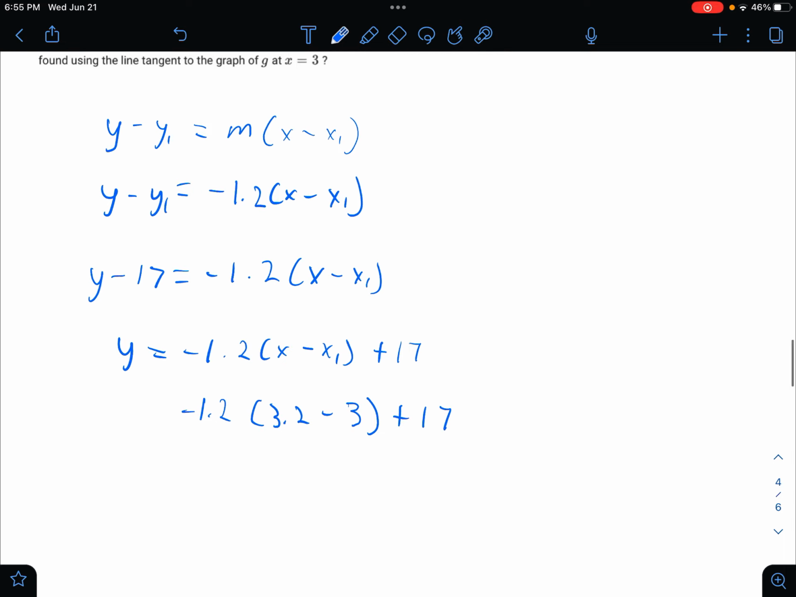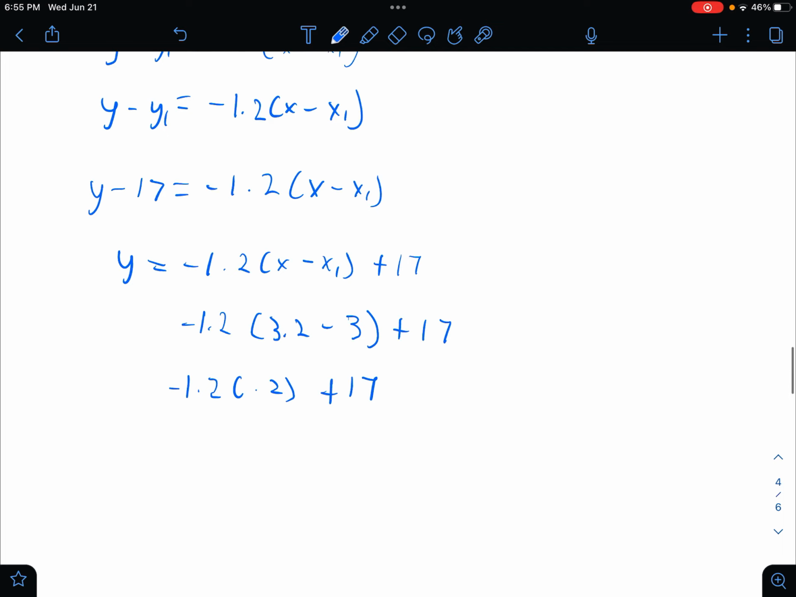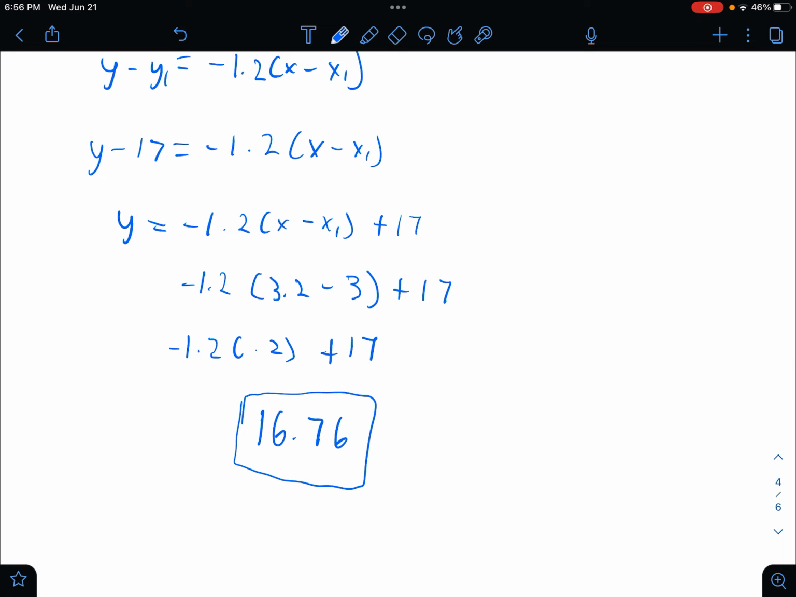Right. So now that we have that, let's try to break this up. So we got negative 1.2 times 0.2, right? Because 3.2 minus 3 is 0.2. And then we add 17. So if you plug this into our calculator, you should get a final value of 16.76. That's your final answer. So you just have to plug in this final part straight into your calculator, and you should get this value.